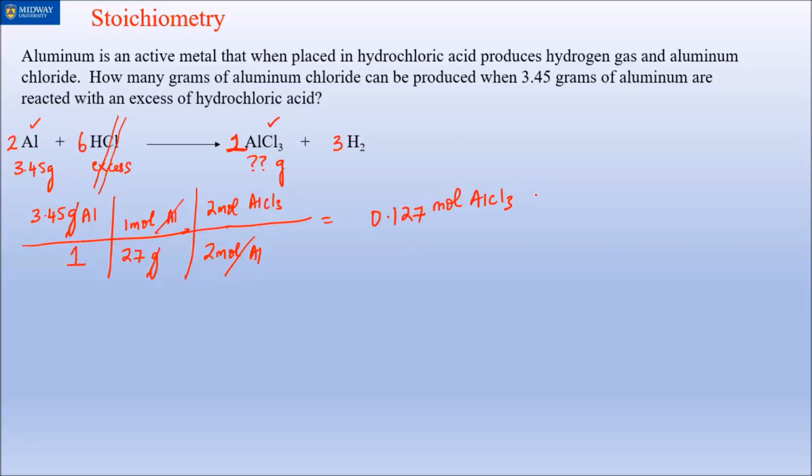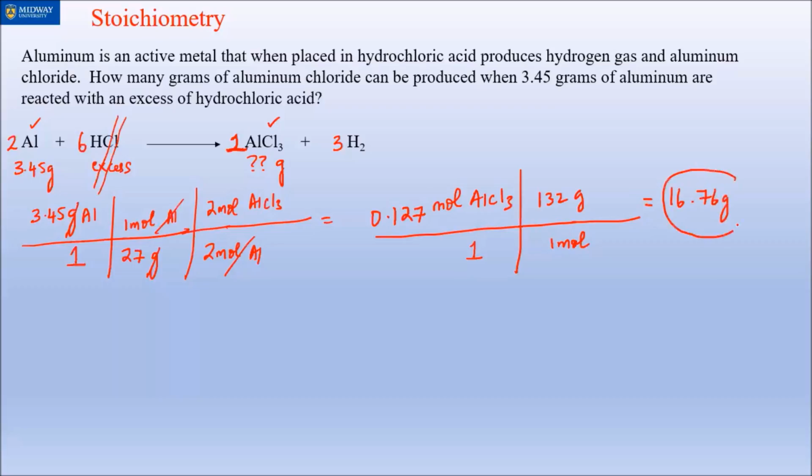And to actually find grams of AlCl3, you know better that when you want to go from moles to grams, you have to multiply by the molar mass. And aluminum is 27 plus chlorine is right about 35 times 3. That's 132 grams over 1 mole. And that'll be it. So 0.127 times 132, that's 16.76 grams. That's it. How simple is that?